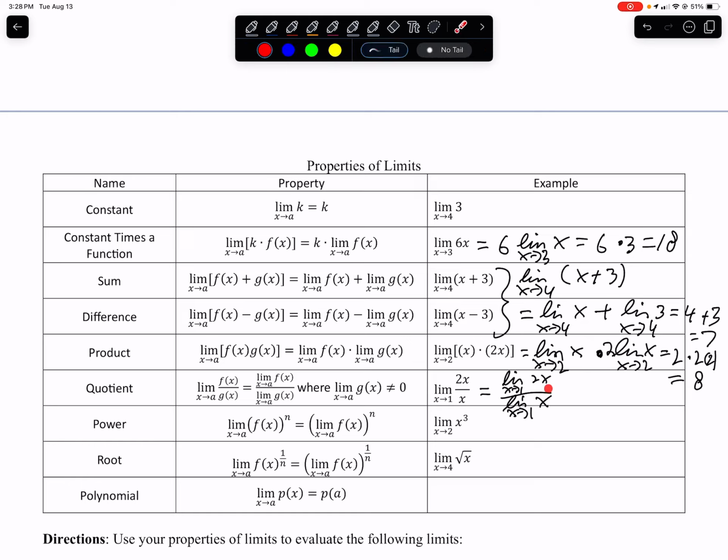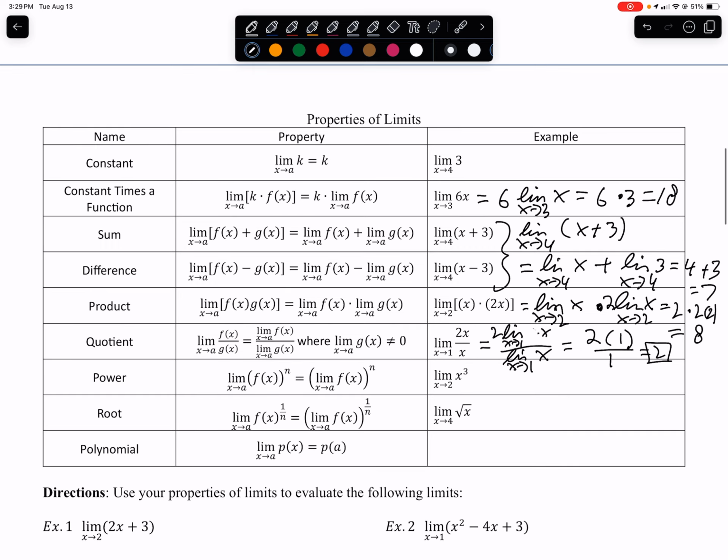Now, I don't know how to take the limit of 2x, but there's a property. If there's a constant, I can move that out in front. So what I'm going to do, I'm going to take that constant 2, and I'm going to move it out in front. So I get 2 times the limit of x, which clearly is 1. We use that property. The limit of the function y equals x is just whatever your x is approaching. And for the same reasons, the bottom is 1, so the answer to that is 2. All right. We have 3 more of these rules.